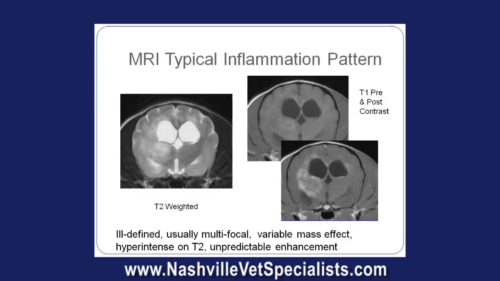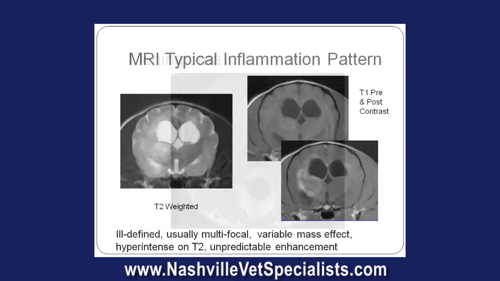And so a T1 is what we then give contrast and run a post. So this is a post-contrast image, and this is a dog with an inflammatory lesion. Inflammatory lesions are usually going to be kind of ill-defined. They may be multifocal. Sometimes they'll have a mass effect, and typically they're due to increased fluid and inflammation in the brain, so they're going to be bright on the T2, and they're going to show up really nice, versus a lot of times on T1, they don't show up unless they enhance.